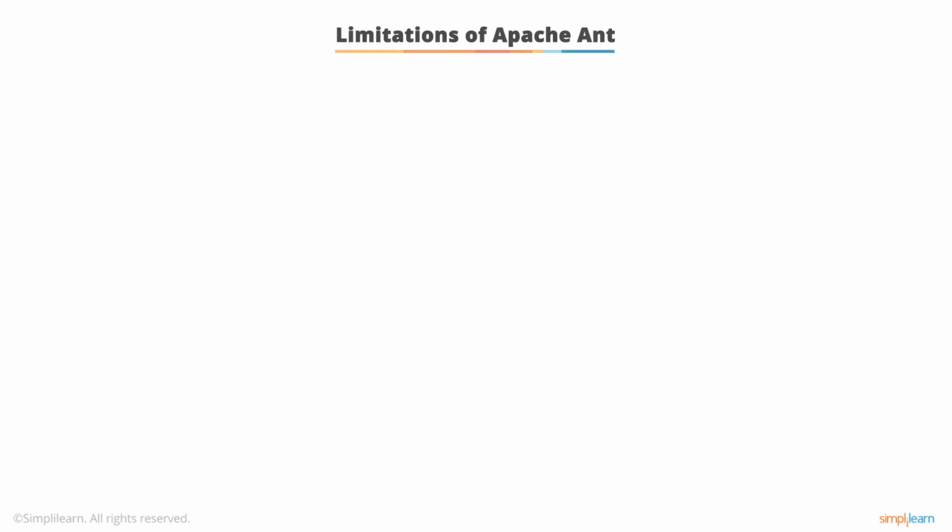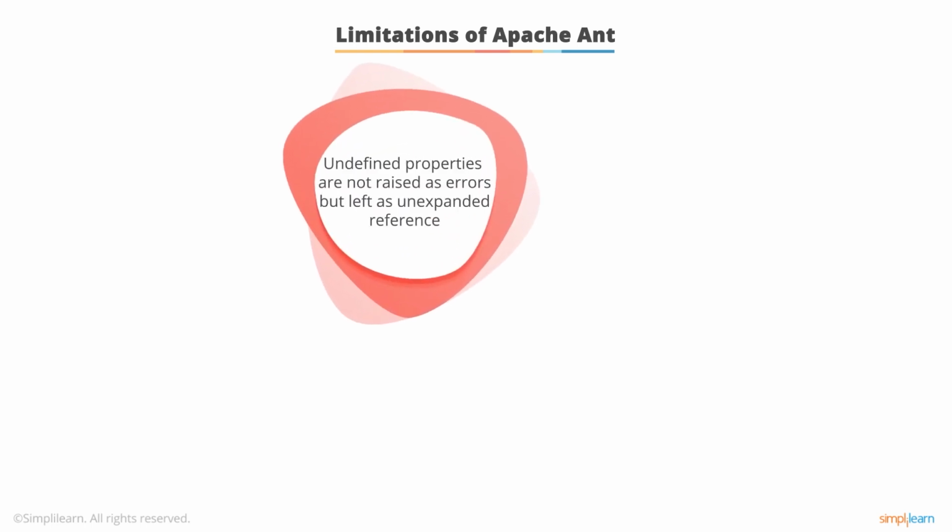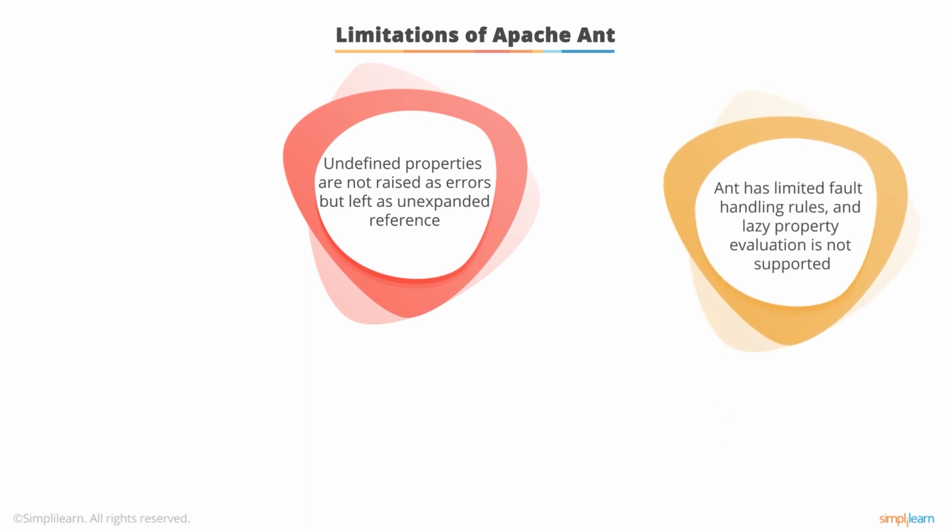The limitations of Apache Ant. In Apache Ant, there are a few limitations. Some of the limitations are, number 1, configuration error checking is limited. Undefined properties are not raised as errors, but are left as unexpanded references. Number 2, Ant has limited fault handling rules. Lazy property evaluation is not supported. Thus, you need to be very exact when configuring Ant. It is not a forgiving environment.